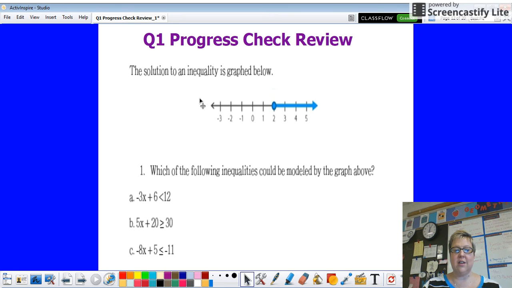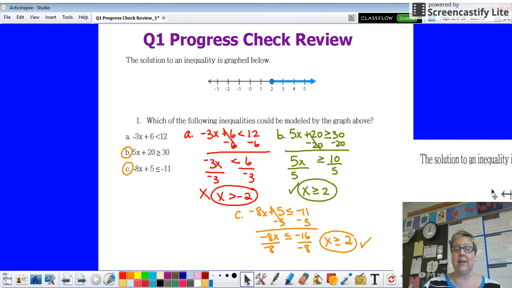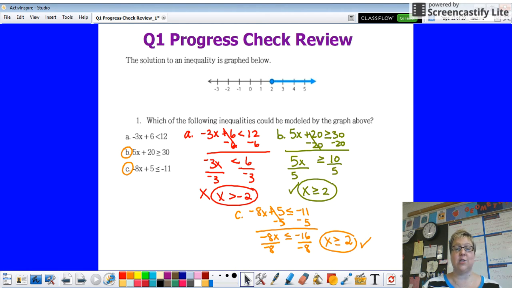If for this question you got that the answers were B and C, you are correct and you can move on to the next question. If you did not, let's review a little bit.